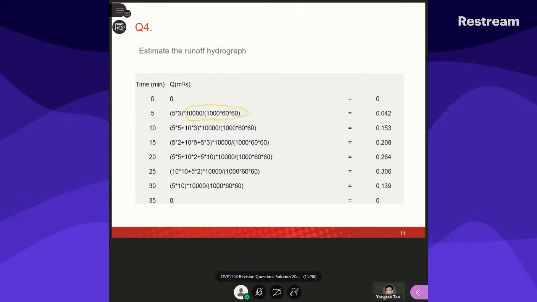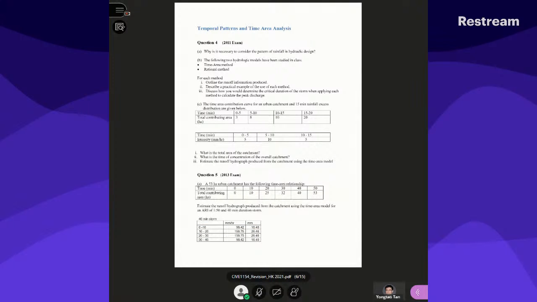After a short break, we continue this morning's workshop. Next is question 5, which is also about using the rational method to calculate. Actually, this is also from a past exam paper.